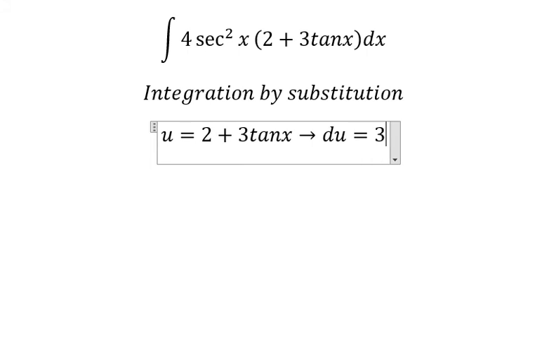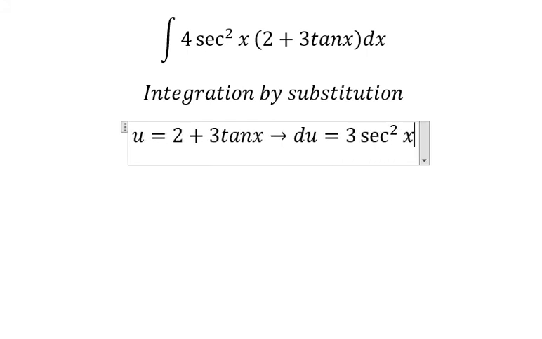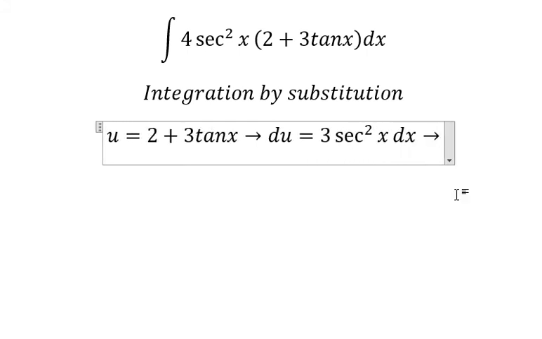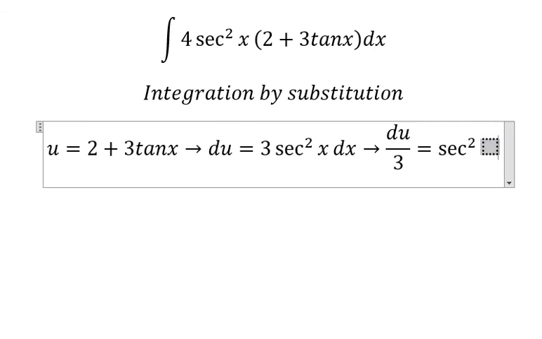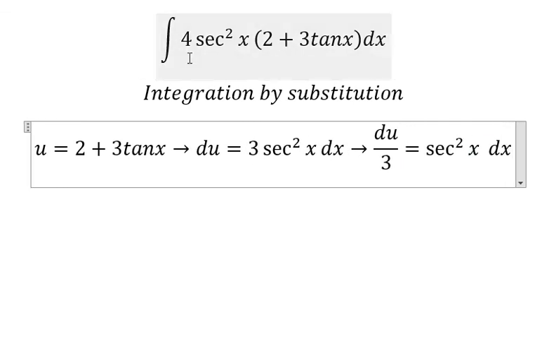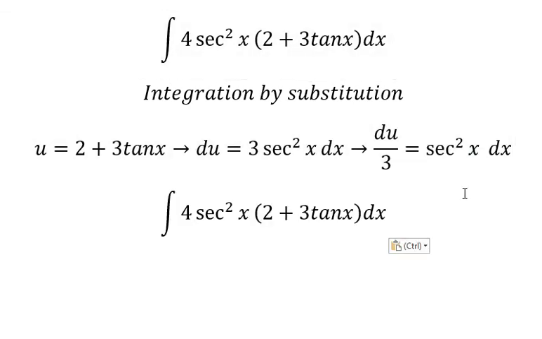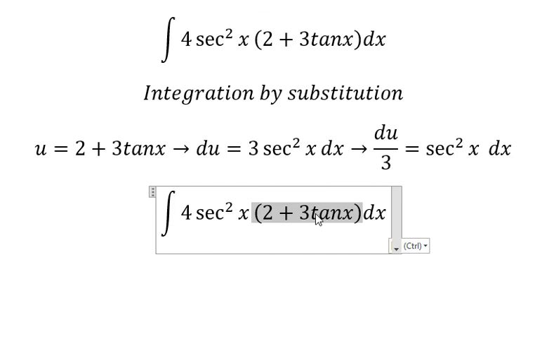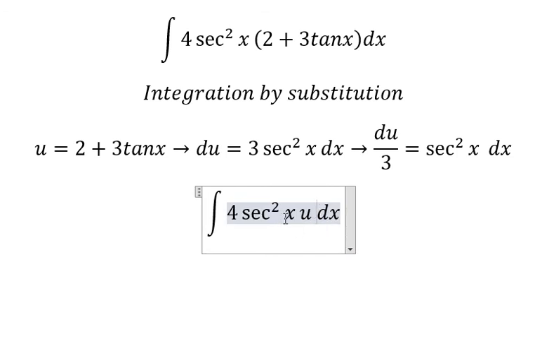And you get 3 secant squared x dx. Because this one is not number 3, so we need to divide both sides by number 3. So this one we change by u. Secant squared x dx we change by du over number 3.